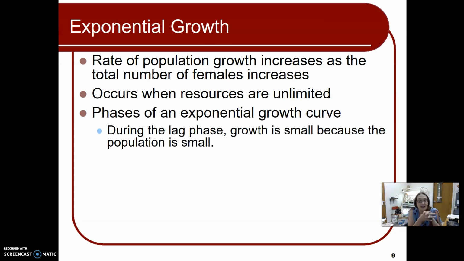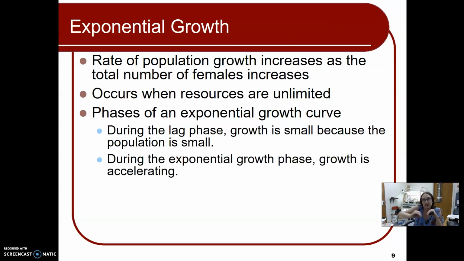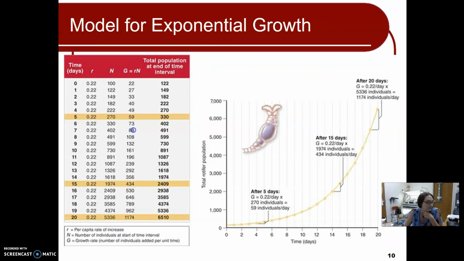During the lag phase, growth is small because the population is small. Then you get the exponential growth phase, where growth is accelerating rapidly. So here we have this graph. Here's our lag phase. Population is slow, so we get kind of a slow start. And then you get this exponential area. So lag phase down here, exponential growth here. And it just seems like this is going to go on forever.